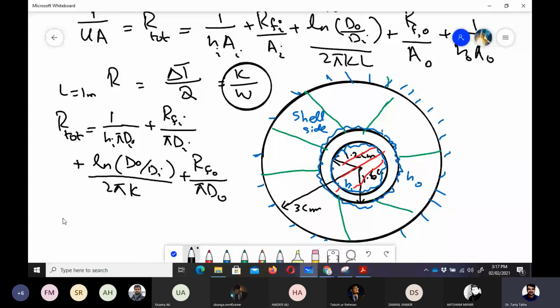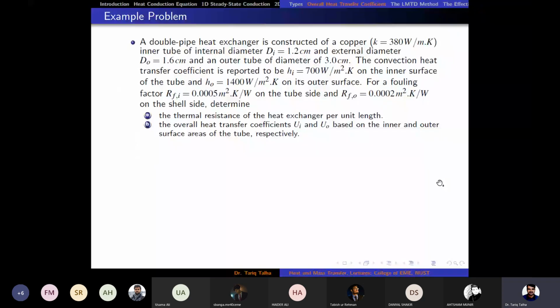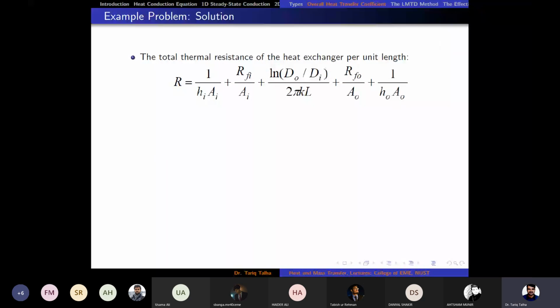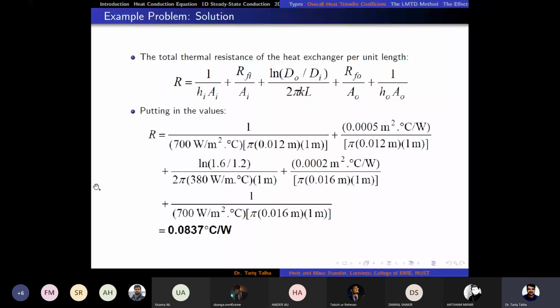pi d outer plus 1 upon h outer pi d outer, and d outer is 1.6 cm. So now we know Hi, Rfi, di, d outer, k is given for the copper pipe, and h outer is also given. If we put in the values, we can easily calculate the value of R, that is 0.0837 centigrade per watt. So this was by considering the chemical fouling.